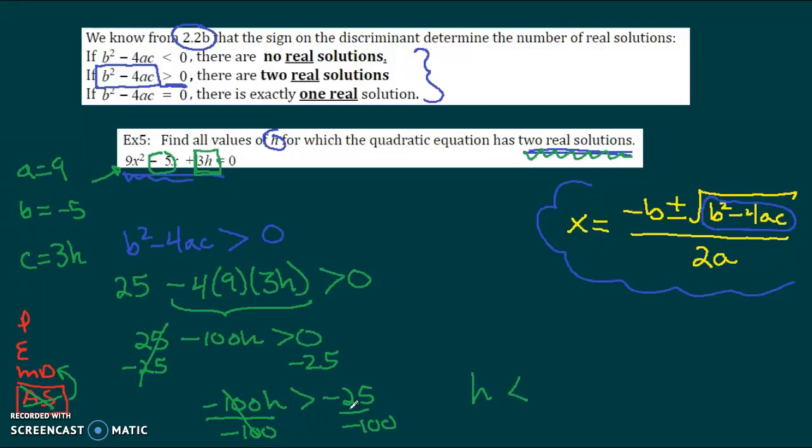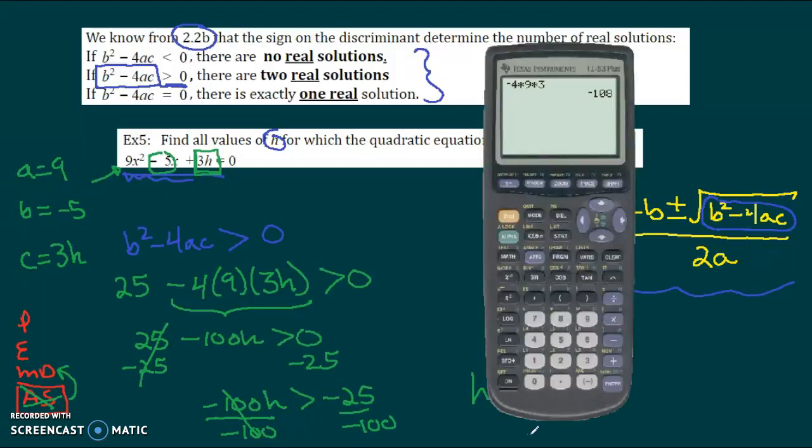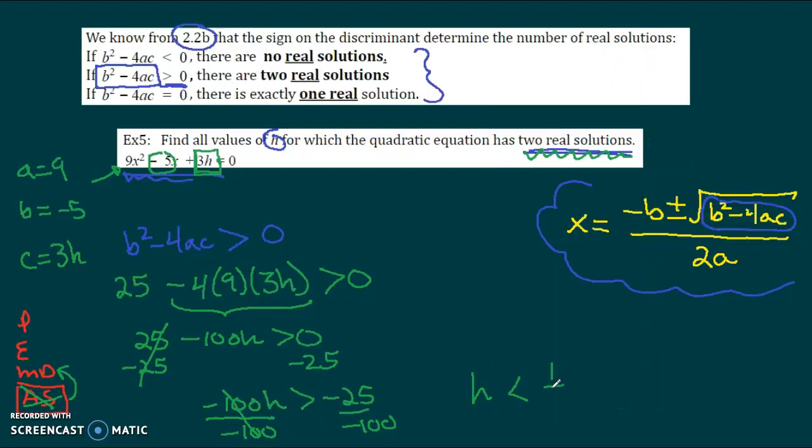And then here's something where you could write it as a decimal or a fraction. I don't really care. I like fractions, so I would do negative 25 divided by negative 100, press my math button, press enter twice, and get that equals 1/4. So the final answer for this question is this. As long as h is less than 1/4, this quadratic would have two real solutions.